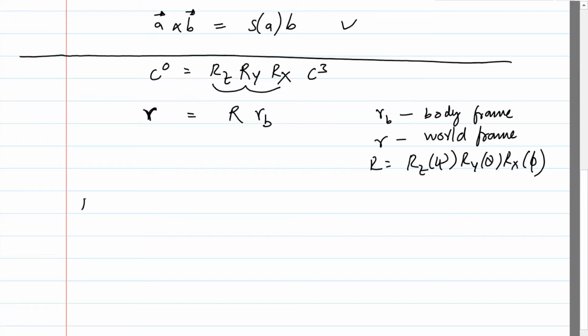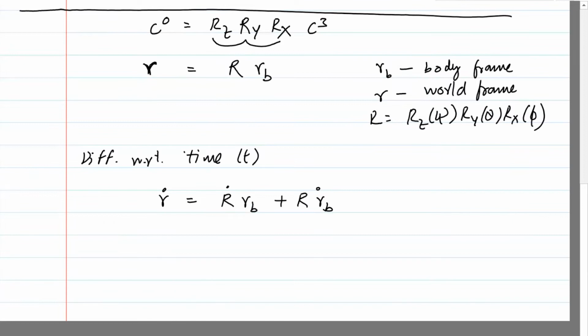Okay, so once we have that, now let's try to get to the angular speed. So what I'm going to do is differentiate with respect to time t. So we have r dot, the time derivative, equals R dot RB plus R times RB dot. Now as I said, the vector in body frame does not change with time, so this RB dot should be equal to 0. So we have R dot times RB. Okay, so we just keep that in mind.